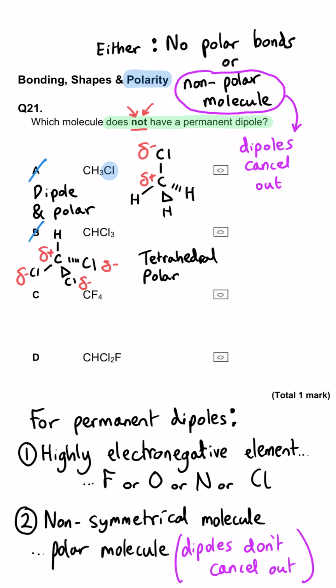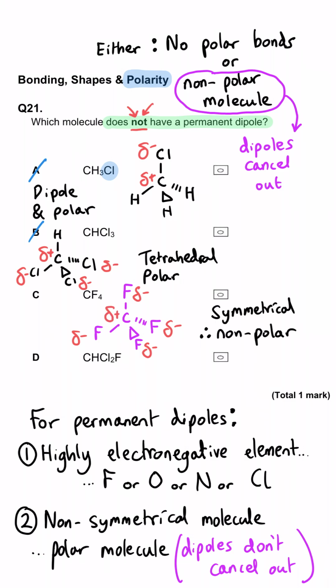In C, we have 4 fluorine atoms, and they are tremendously electronegative atoms, and we will have 4 dipoles within this molecule. Now, this time, within the tetrahedral arrangement, these 4 dipoles are all going to cancel each other out. So even though this does have polar bonds, it will not be a polar molecule, and it will not have a permanent dipole. And so this is the correct answer.